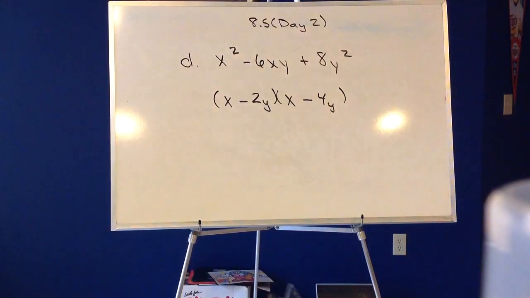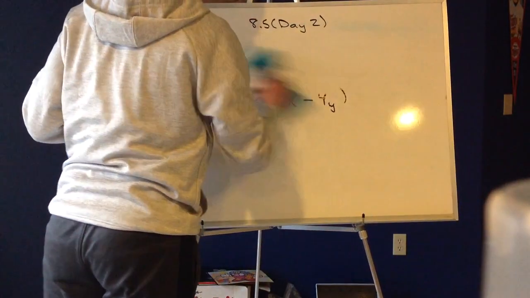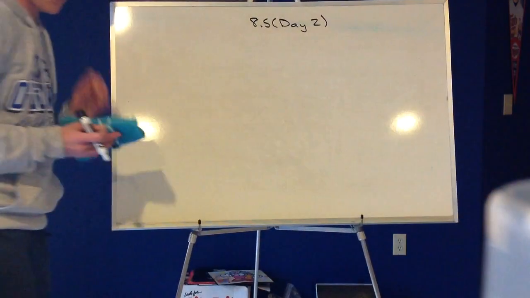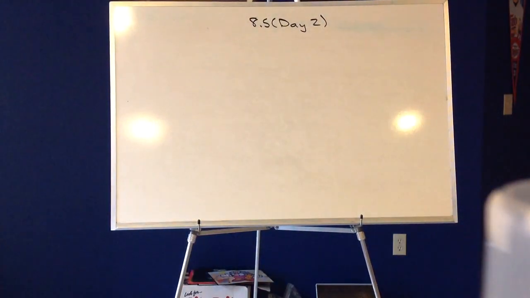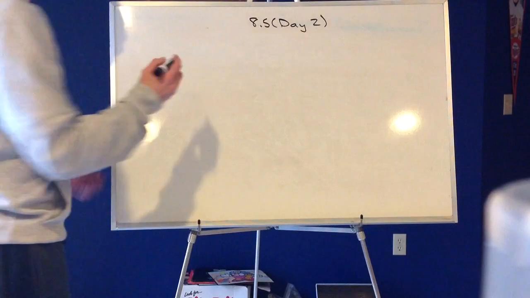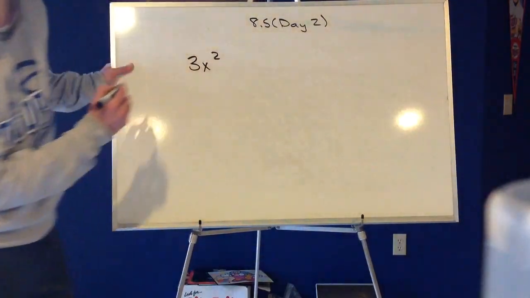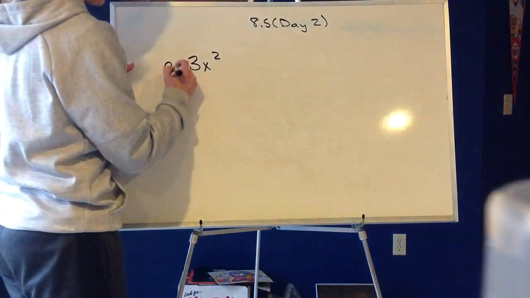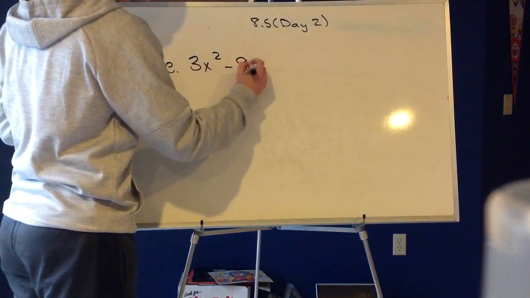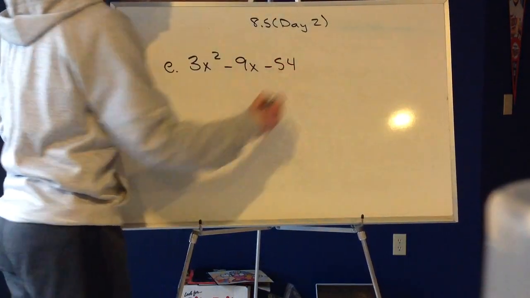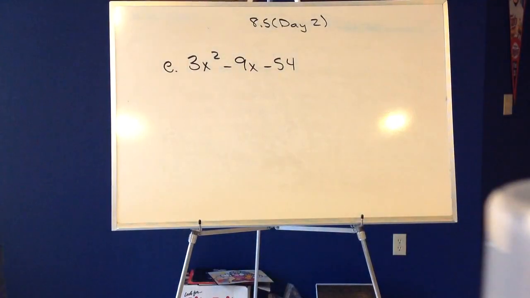Go ahead and do a few more with you guys here just to make sure we have it down. That's the new stuff for today though. So the next one is 3x squared minus 9x minus 54. Okay, so again, always look for that GCF.